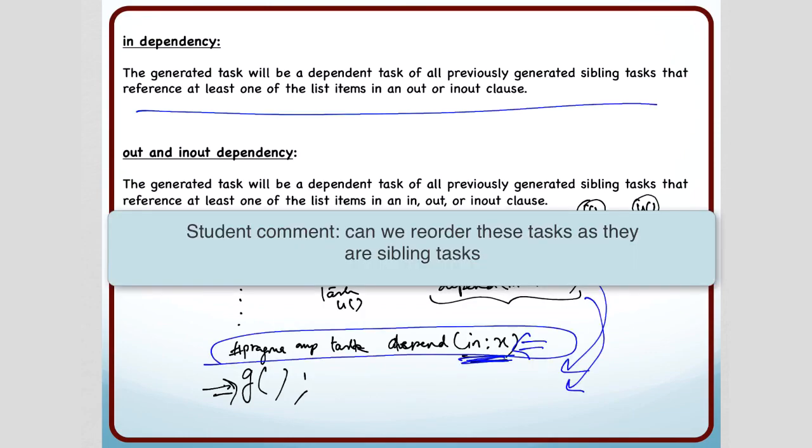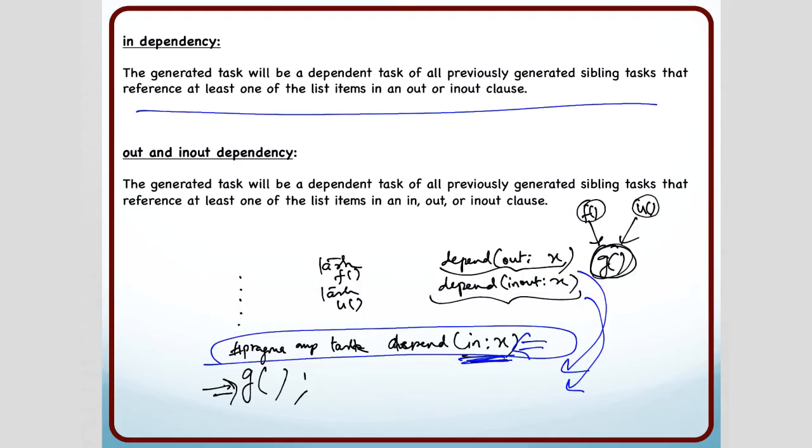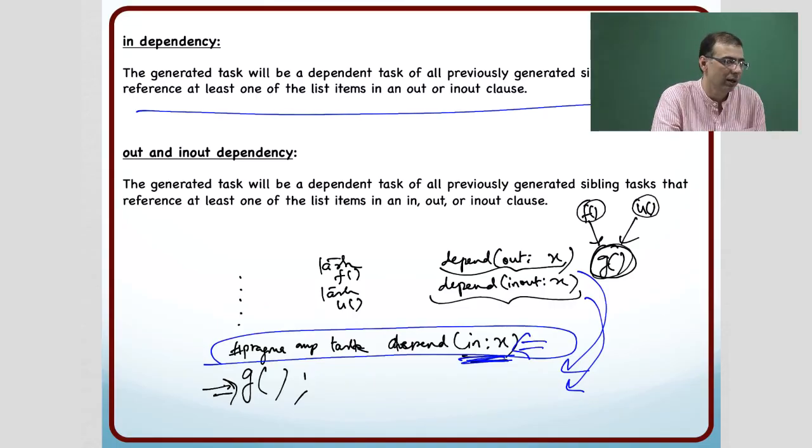But does it actually matter to reorder because they're eventually sibling tasks? No. So this is not a sibling task. It will be a dependent task of all previously generated sibling tasks. I haven't even seen the tasks which are going to come yet, so I am not going to define any dependency with respect to them.